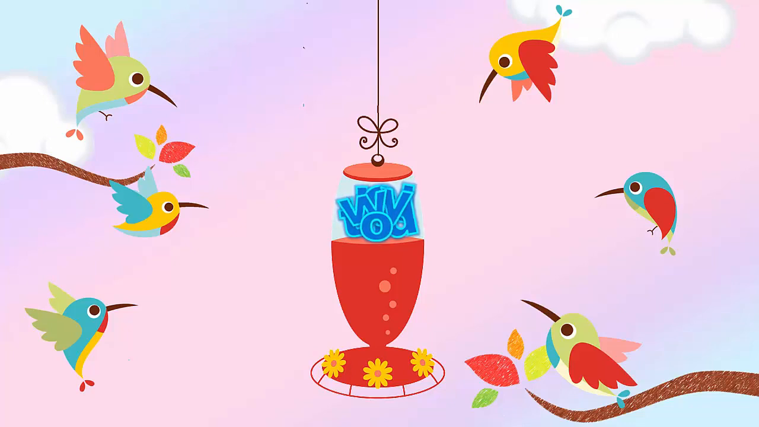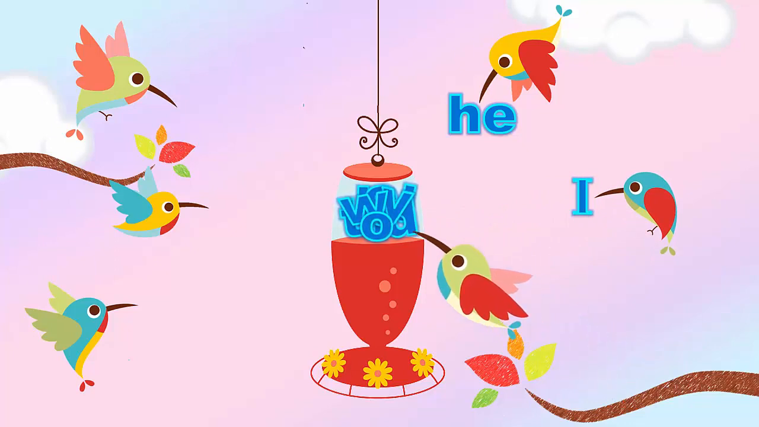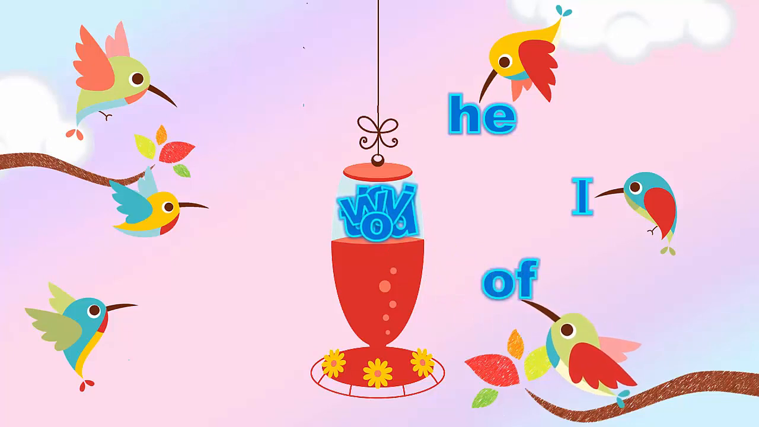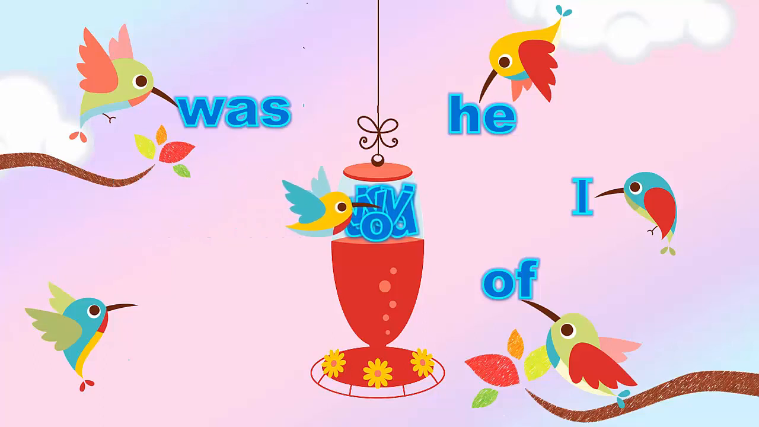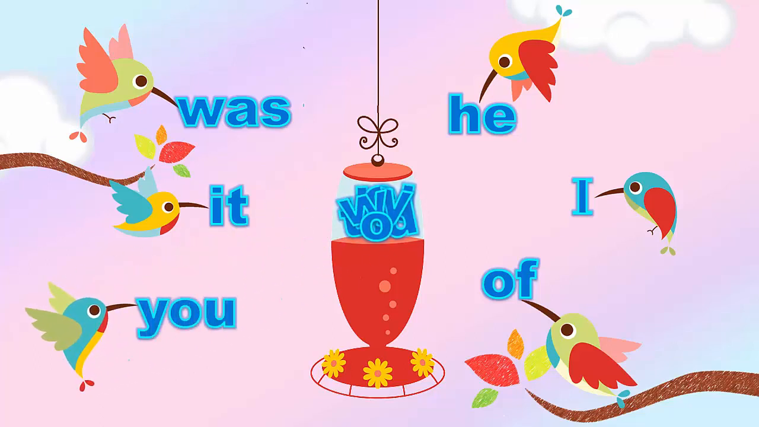How do you spell he? H-E, he. How do you spell I? I. How do you spell of? O-F, of. How do you spell was? W-A-S, was. How do you spell it? I-T, it. How do you spell you? Y-O-U, you.